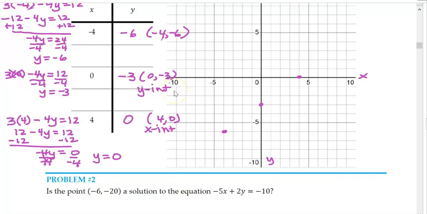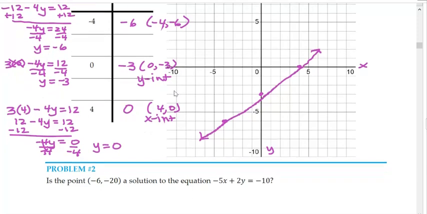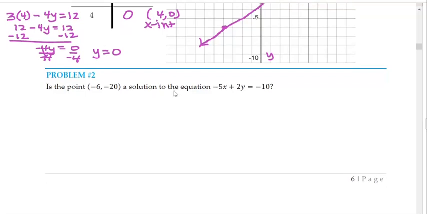Sometimes it's easier than others on here. All right. Goodness, well, not quite through all of the points there, but I think you get the idea. So that would be what the graph of this line looks like.